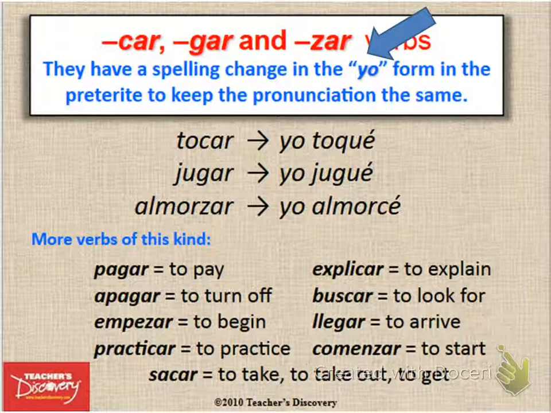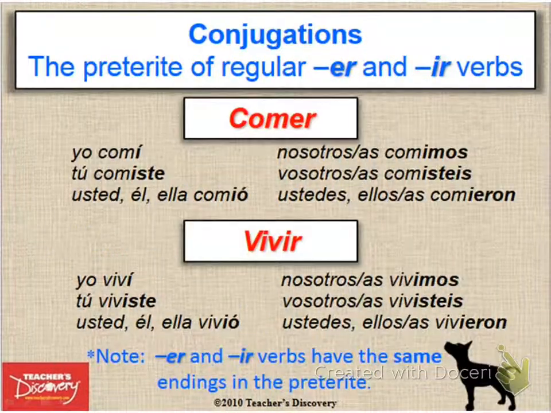Okay. Only for the yo form do you change those, so you have to make sure that you have those changes that take place there. Er and ir verbs, there's an example of each. Box is exactly the same. There's no difference between er and ir verbs.